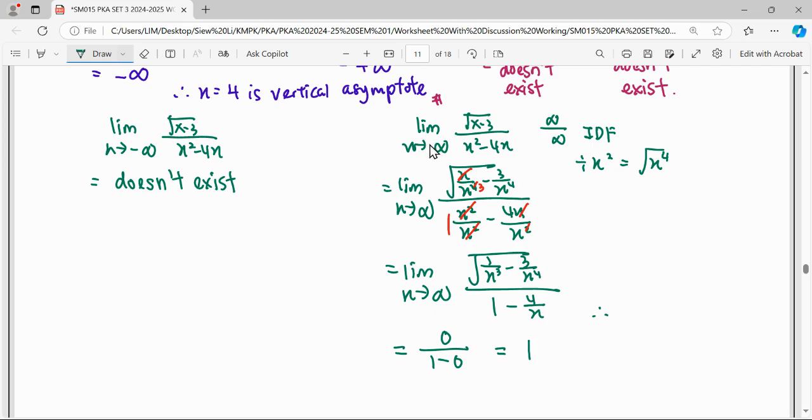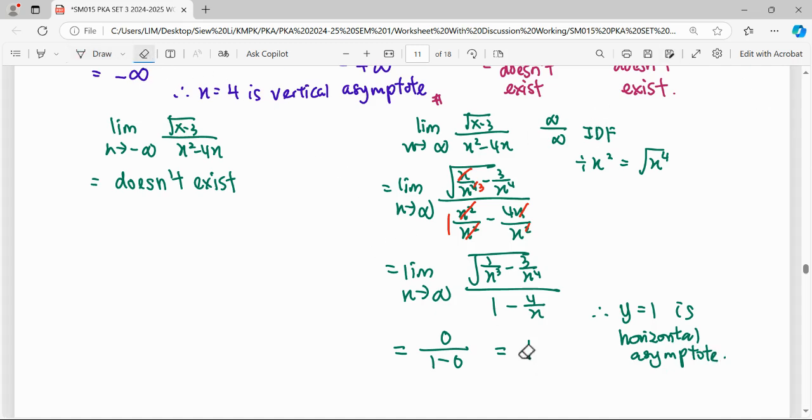Bila kita buat limit infinity, apa yang kita boleh conclude? Yes, y equals to 1 is horizontal asymptote. 0 over 1, 0, right?